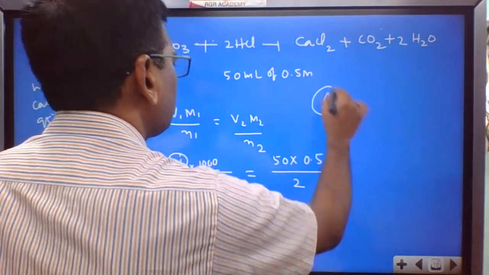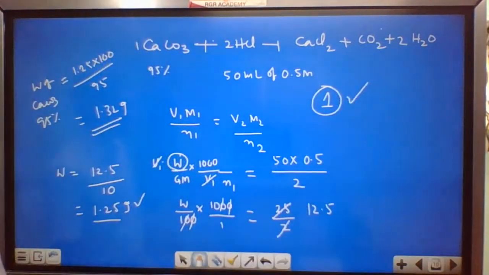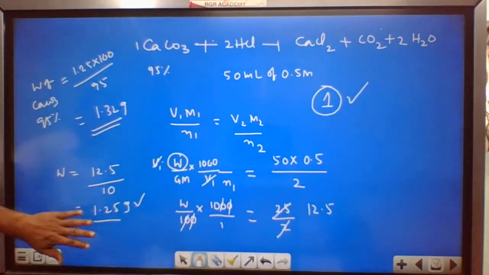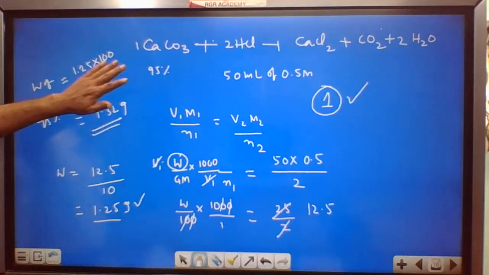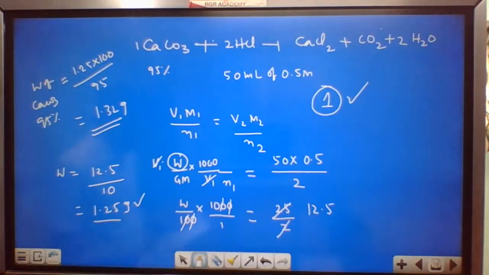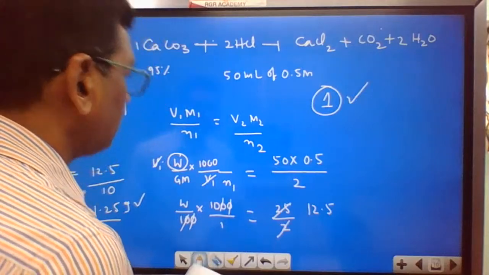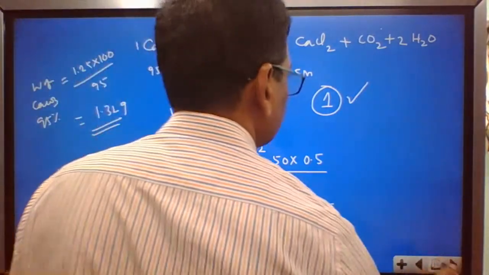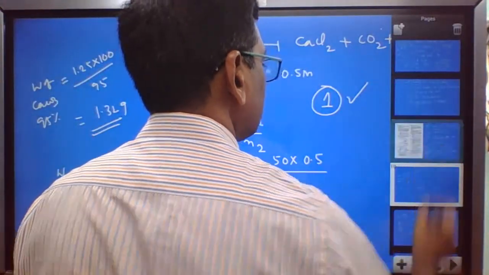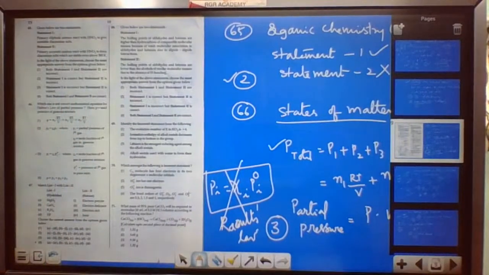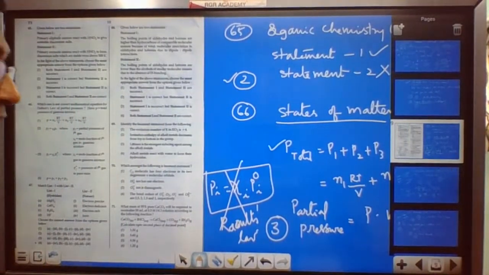This is a little tricky for the students. First we have to assume it as 100% and calculate, but it is 95%, so we have to recalculate. This is a little tricky. I have a doubt how many students did well in this.